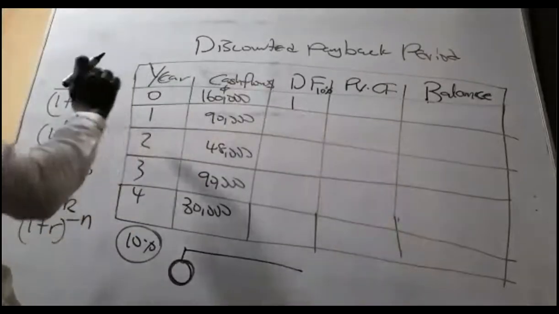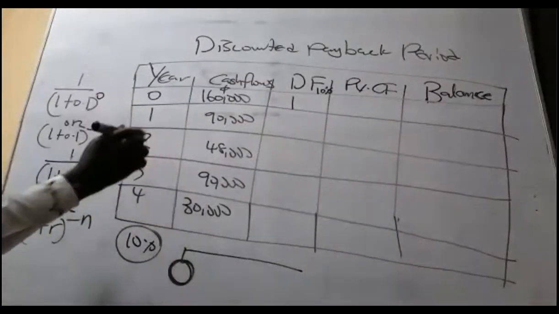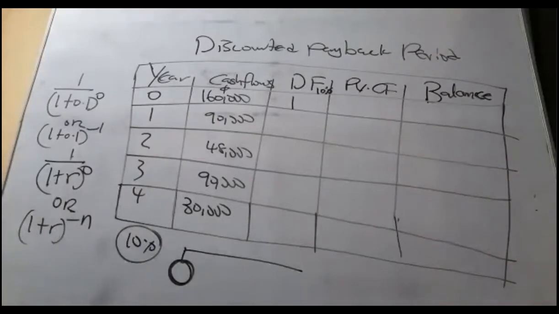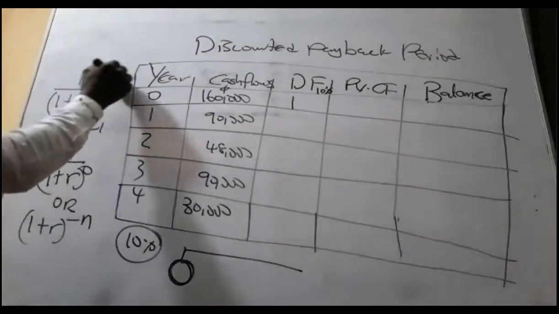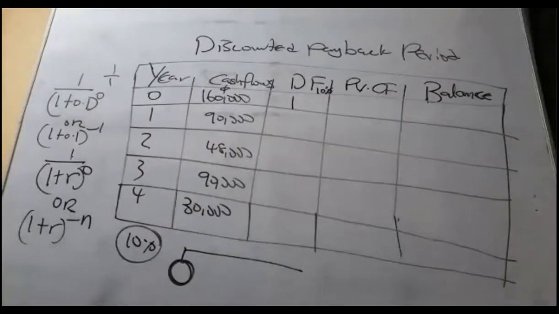So therefore, here 0 is always 1. If you put 0 here, any number raised to the power 0 is what? It is 1, right? Okay, so it's 1 over 1. 1 divided by 1 is what? It is 1. So the final answer is 1. Everything is 1. We are done. Okay, so year 1, what do you get?